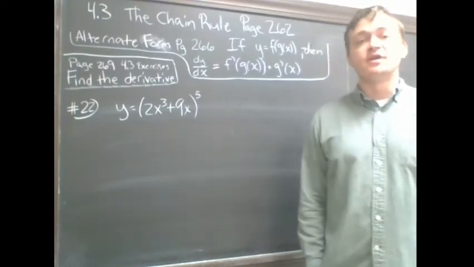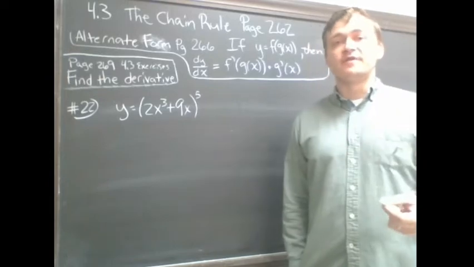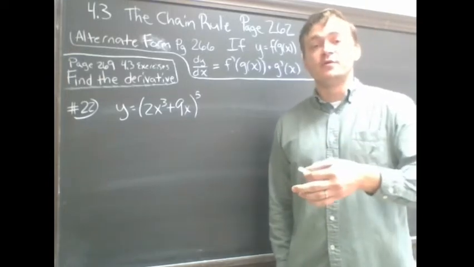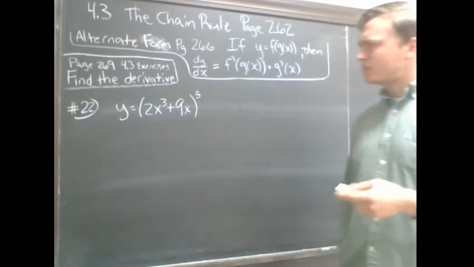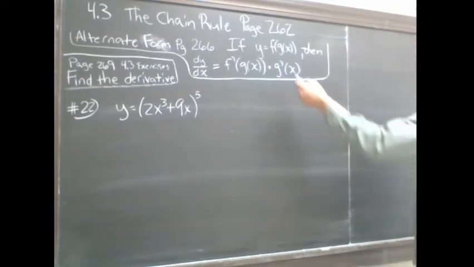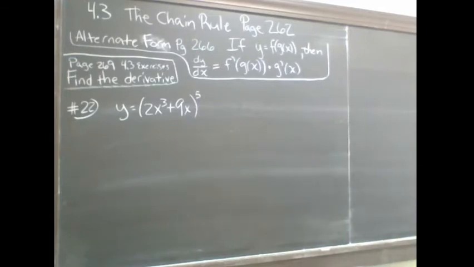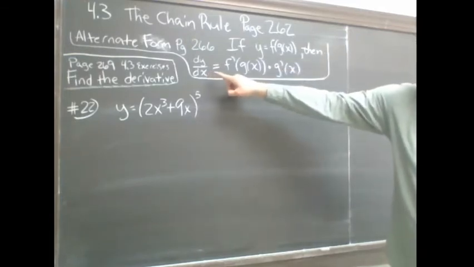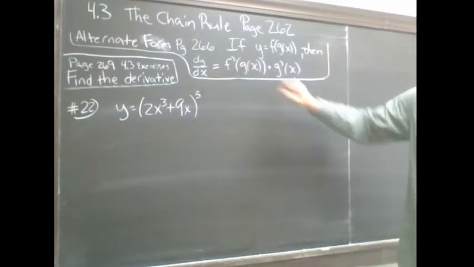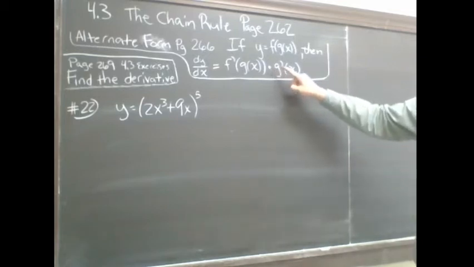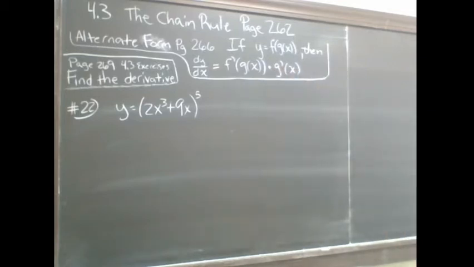Normally with functions, we plug in a number, but with composite functions, we plug in another function, which is essentially another number. So let's look at this rule here. It says here, if y is defined as a composite function, f of g of x, then the derivative is f prime of g of x multiplied by g prime of x.